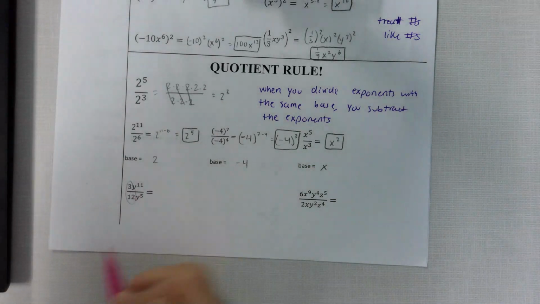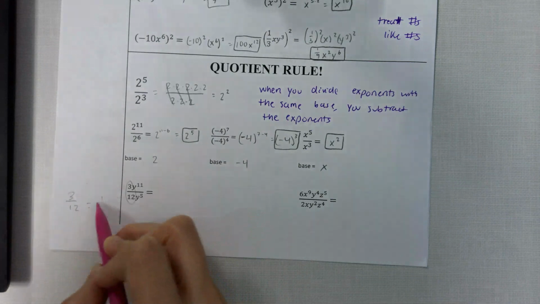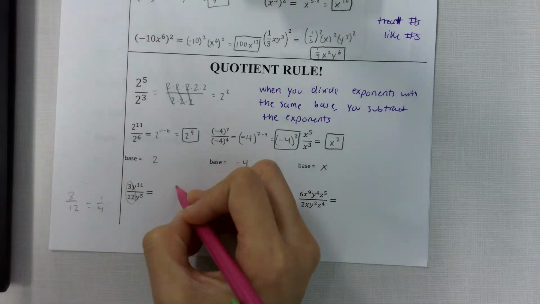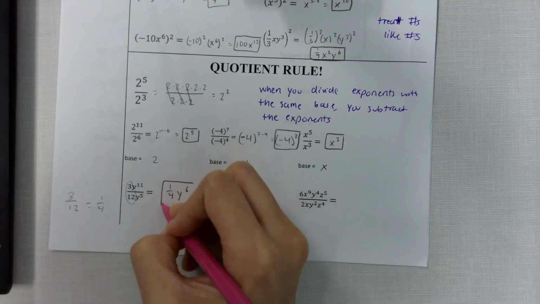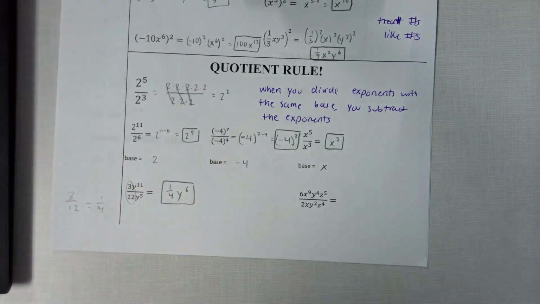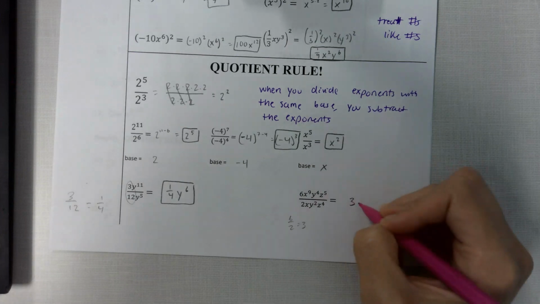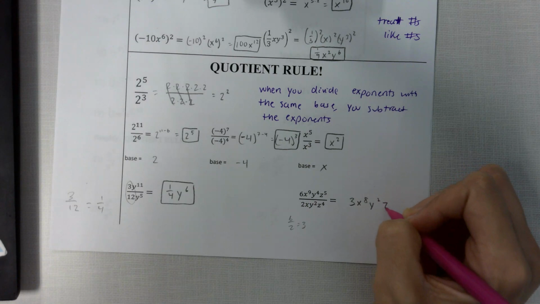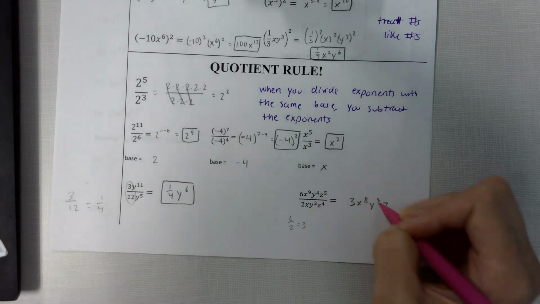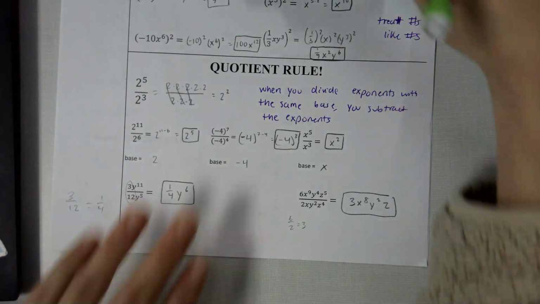Alright, these are a little more complicated. Remember, we just treat numbers like numbers, so if I was to ask you to simplify 3 over 12, you would know that it's 1/4, so that still stays the same. We have 1/4, and then we have y to the 6. And then here, right, 6 over 2 equals 3, so we have 3. There's more x's on top, so we have x8, y2, z1. We're just going to write it like that. Okay.